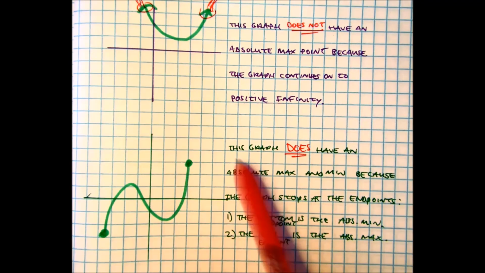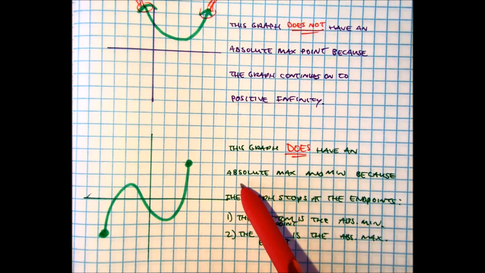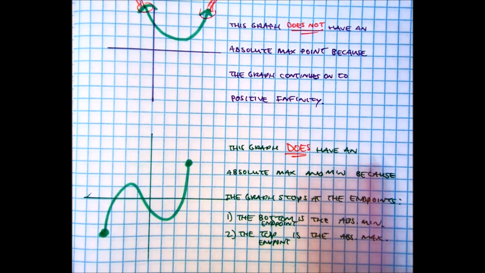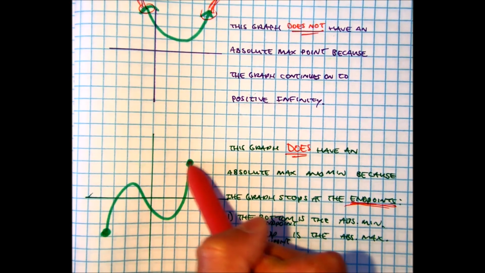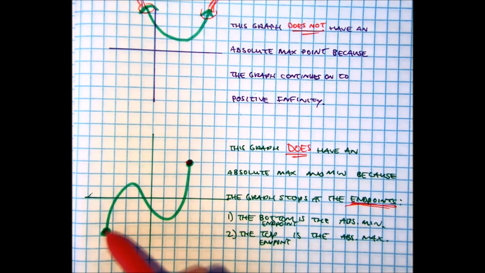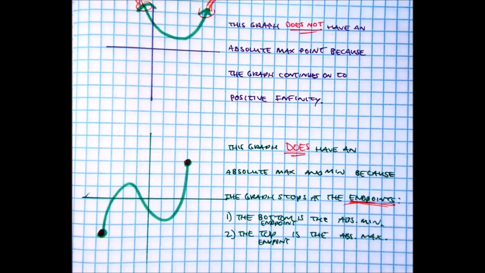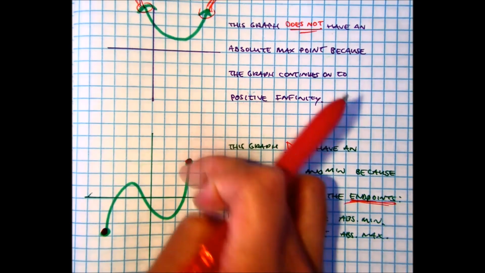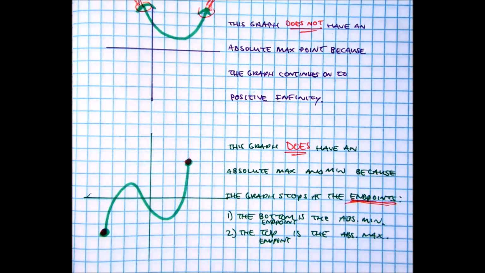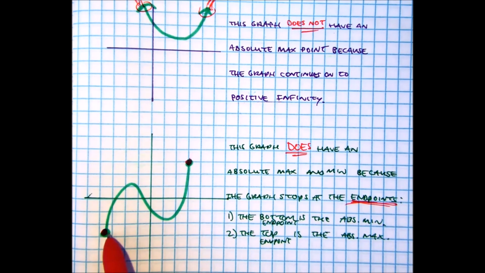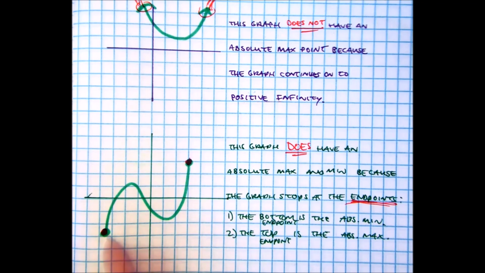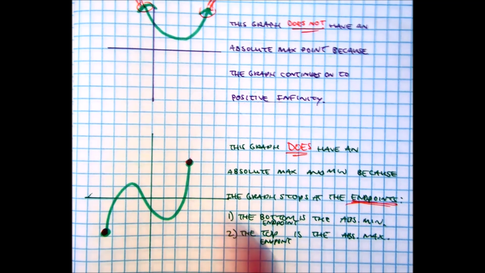This example here, this graph does have an absolute maximum and a minimum because the graph stops at the endpoints. Do you guys see these endpoints? This means the graph does not continue on forever. So the bottom endpoint is the absolute minimum, and the top is the absolute maximum.